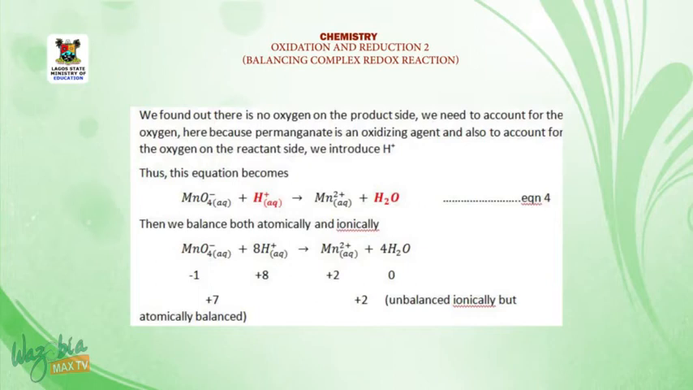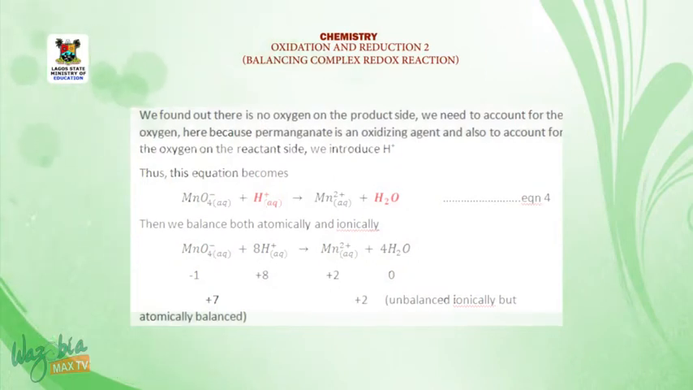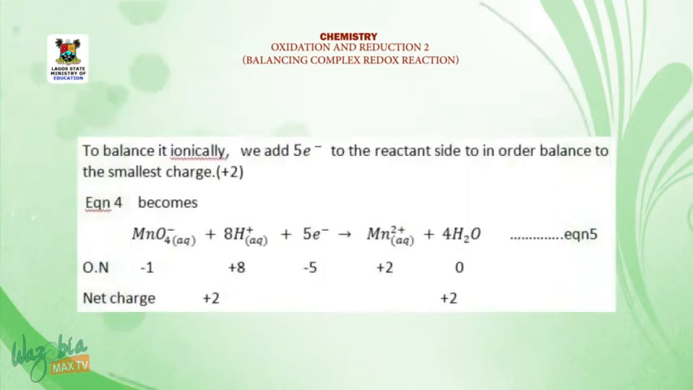And on the product side, we have Mn2+ plus 4 molecules of water. So Mn2+ is plus 2, and water is 0, and on the reactant side is plus 7. So we see that this one is not balanced ionically but atomically balanced. So to balance it ionically, we add 5 electrons to the reactant side in order to balance to the smallest charge, which is plus 2. Then equation 4 will become MnO4- plus 8 hydrogen ions plus 5 electrons to give us Mn2+ plus 4 molecules of water.